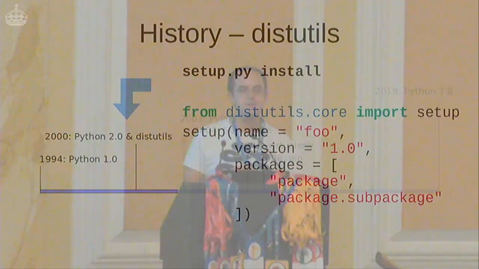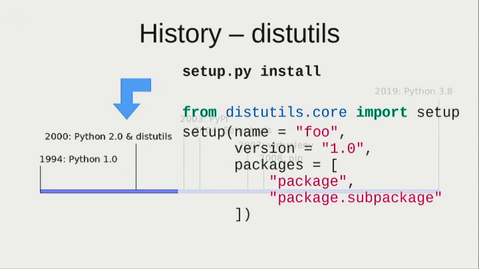So the first step towards changing this was distutils, which landed with Python 2.0 and Python 1.6, which were both released in the year 2000. And this was the birth of the setup.py format that many of you will have seen or used today.